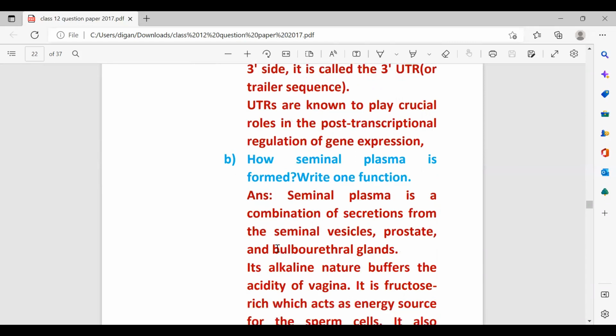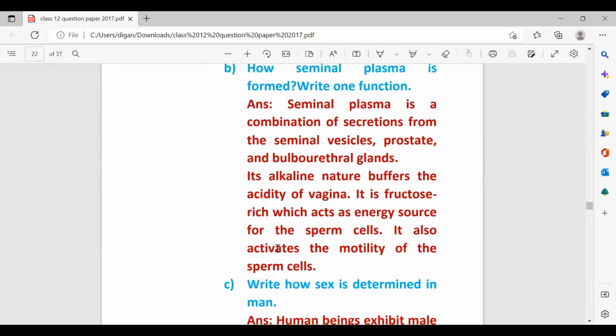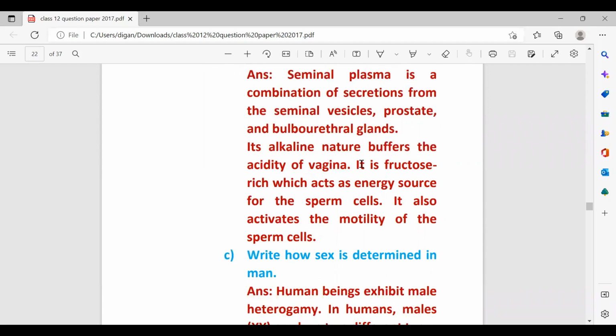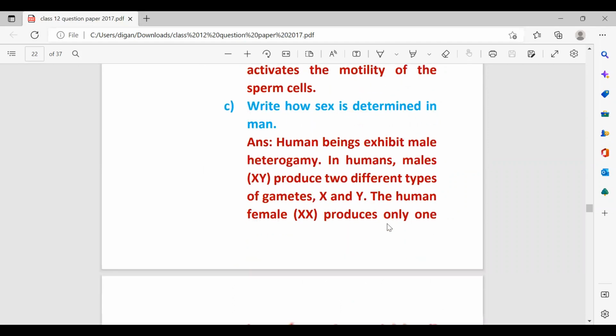How is the seminal plasma formed? Write one function. Seminal plasma means the secretion of the seminal vesicle, prostate and bulbourethral gland. When the secretions of all three glands combine, they form the seminal plasma. And what is its function? This is its function.